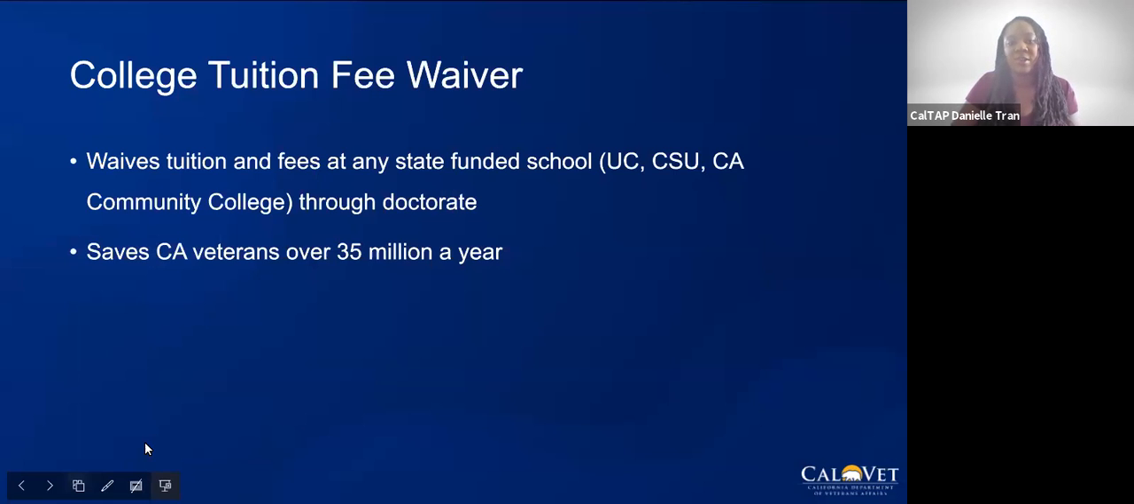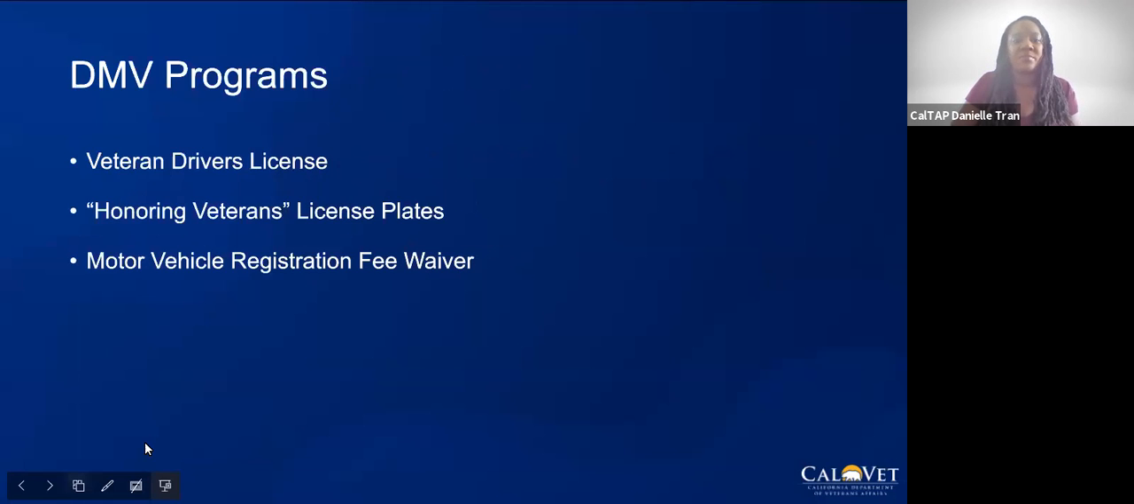And so the goal is to save veterans $35 million a year in tuition and fees, and also to allow them to use the GI Bill for themselves and to use the fee waiver for their dependents.